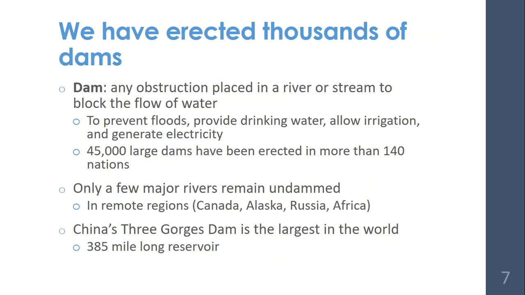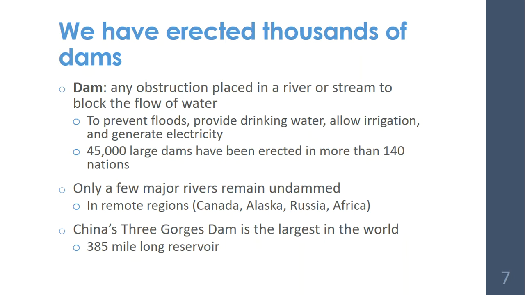The other thing that's important to know is that we have erected thousands of dams. Most of the major rivers in the world, and especially in this country, have already been dammed up. A dam is any obstruction placed in a river or stream to block the flow of water. We do this for a couple reasons. We do it to prevent floods, provide drinking water, allow irrigation for farming, and also generate electricity.